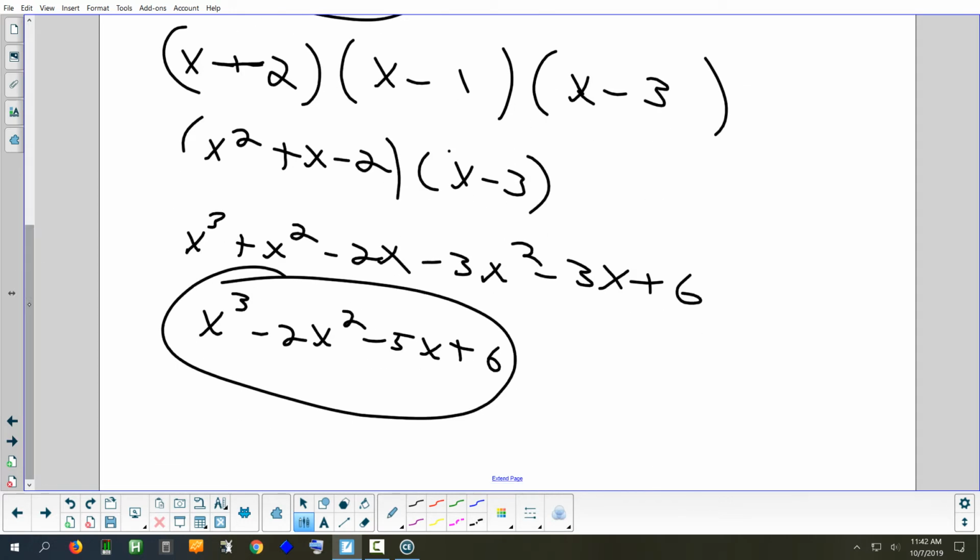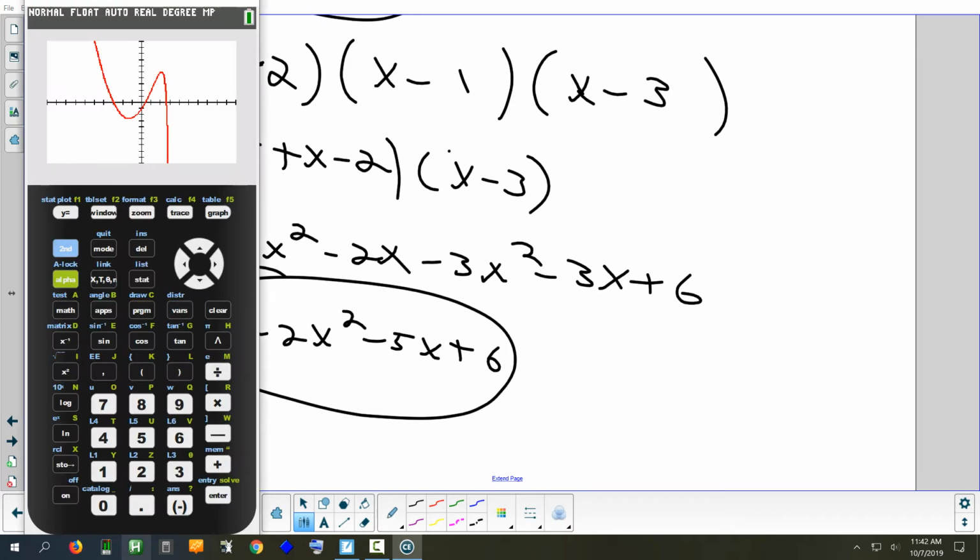Before I graph it, was there a question? Yeah. So that's your way of checking it, right? Plugging in the numbers or graphing it. Yeah. So let's graph it.